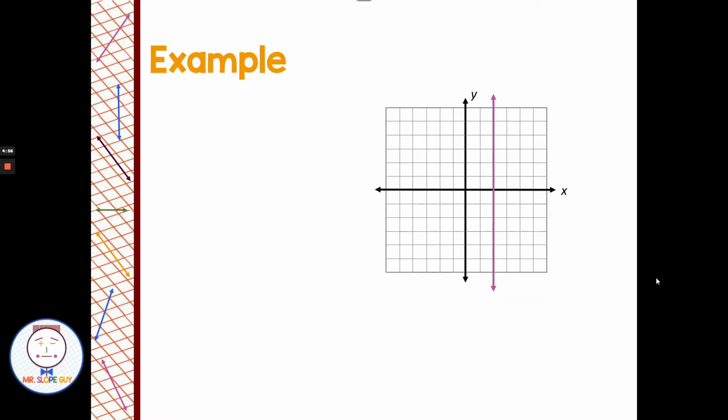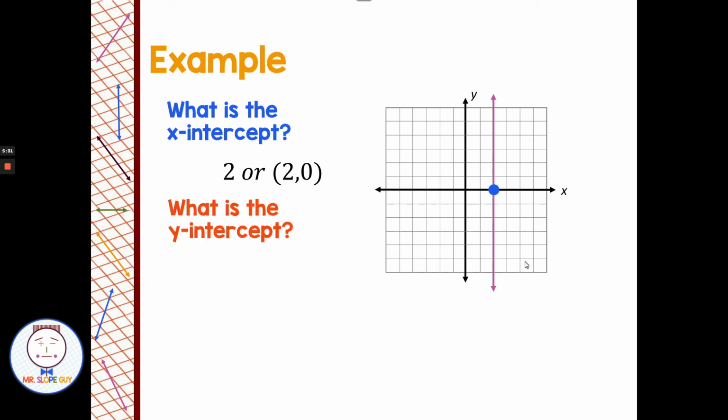All right, let's look at a new example. We have this pink line, and it's just going straight up and down. So what is the x-intercept? Looking along the x, I'm crossing right here. If I start from the origin, 1, 2 to the right, so at 2, 0, or an x-intercept of 2. Then if I'm looking for the y-intercept, if I look up and down the y, I do not see it crossing anywhere. It looks parallel to the y. It's never going to cross. So there is no y-intercept.